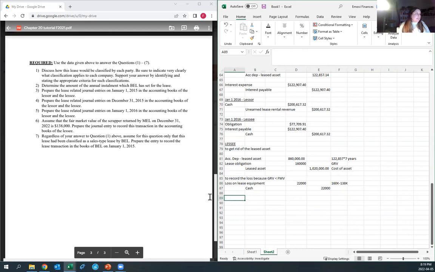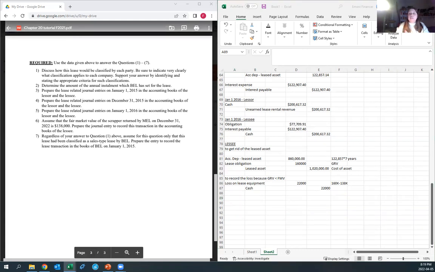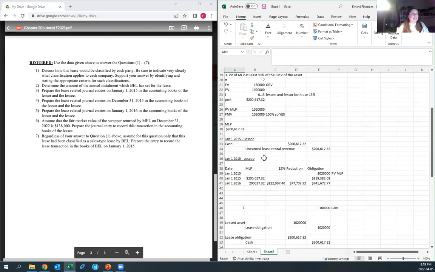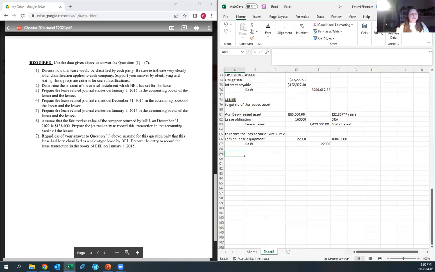Then finally, for the last one, regardless of your answer to question 1 above, assume for this question only that this lease had been classified as a sales type lease by Bell. Prepare the entry to record the lease transaction in the books of Bell on January 1st, 2015. So here we're going to record as if the 2 criteria earlier were passed, and since the criteria is passed for the lessee for a capital lease, it will be the same for the lessor. So here we're recording a COGS, inventory, sales amount. We're going to record a lease receivable, and then we're going to record unearned interest.